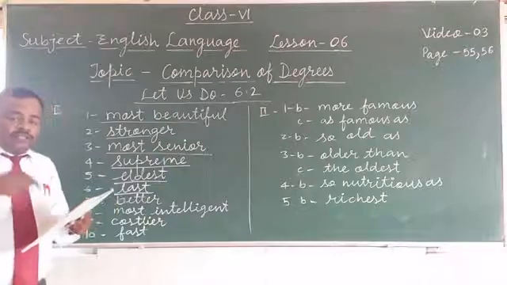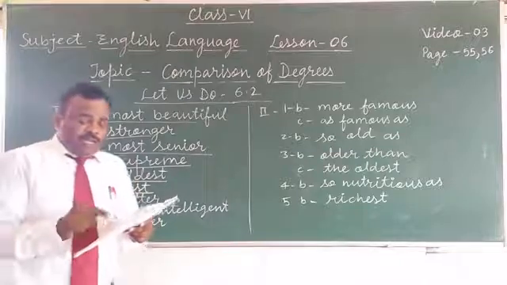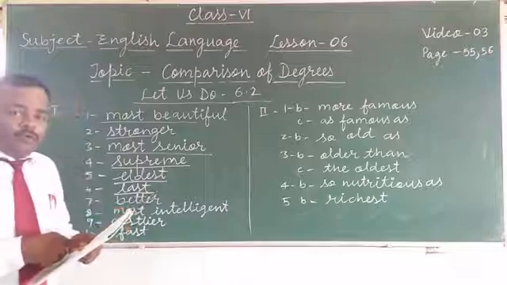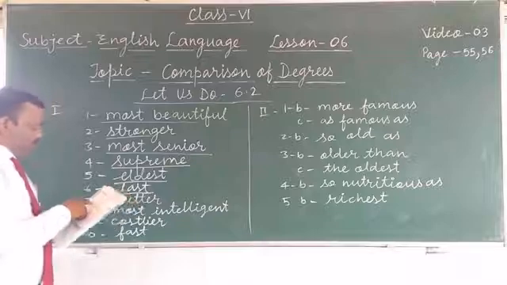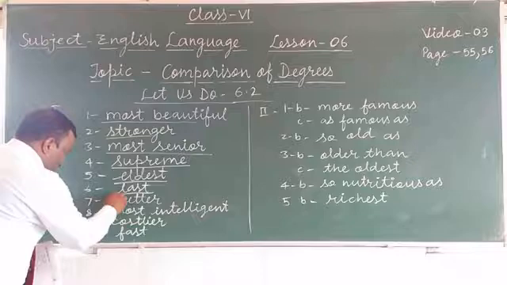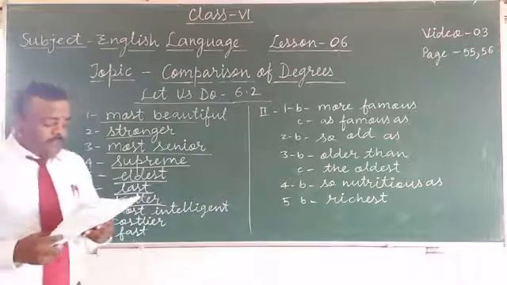7. This house is than the previous house. Than is given, it means we will use comparative degree. And in the bracket good is given. So what will be the comparative of good? Better. So you will write this house is better than the previous house. So here better than.